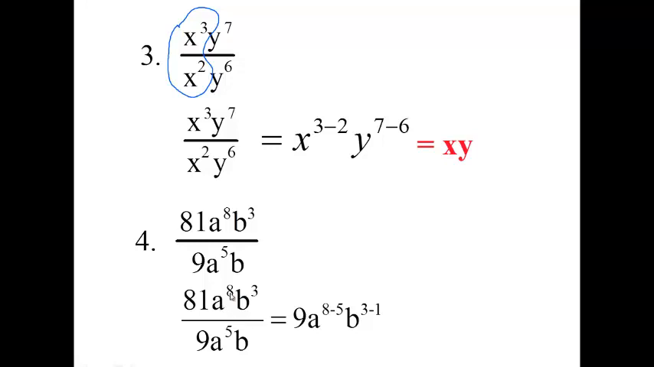And then a^8 divided by a^5. Now here we have to subtract exponents, keep the base, 8 minus 5. Same thing with b cubed divided by b raised to 1. So keep the base b, then do 3 minus 1. So you will have here 9, a raised to 3, b raised to 2.